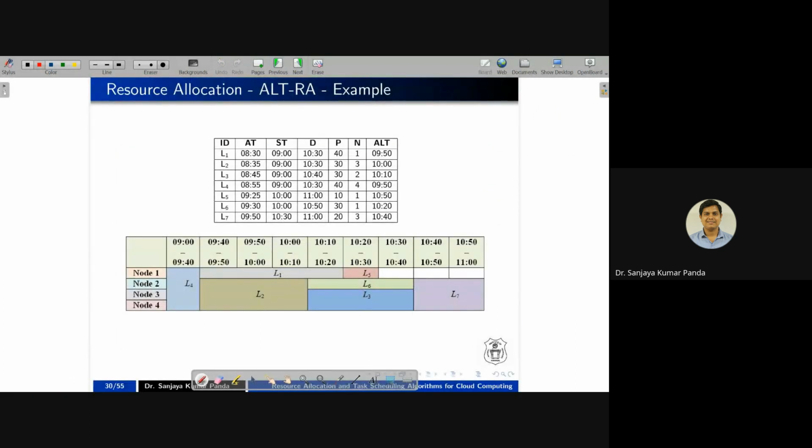You can see if you assign with ALT-array, first, as I said, L4 is going to be assigned, then L1, then L2, then L3, then L5, L6, L7. In the L5, L6 case, you will go for L6, then L5. So the order is L4, L1, L2, L3, then L6, L5, and L7. In this order, you are going to assign it. So you can see 7 out of 7 leases are accepted in the ALT-array algorithm.